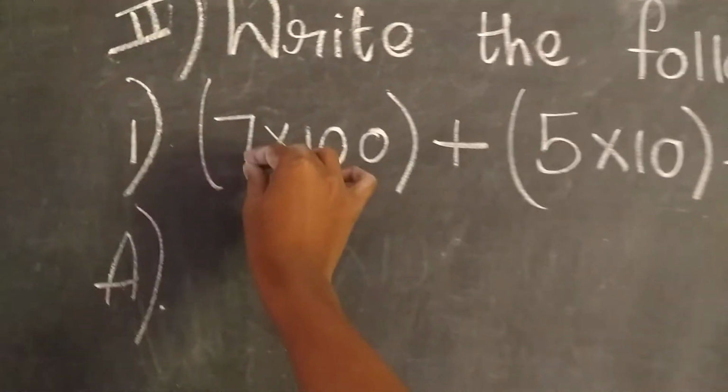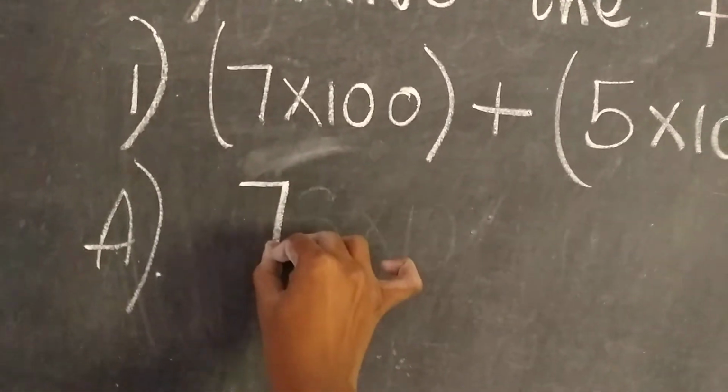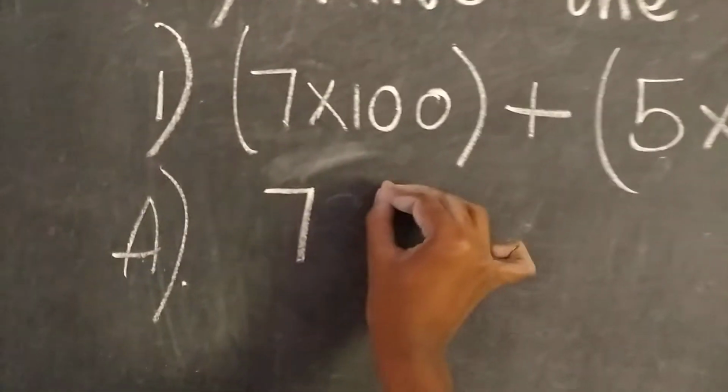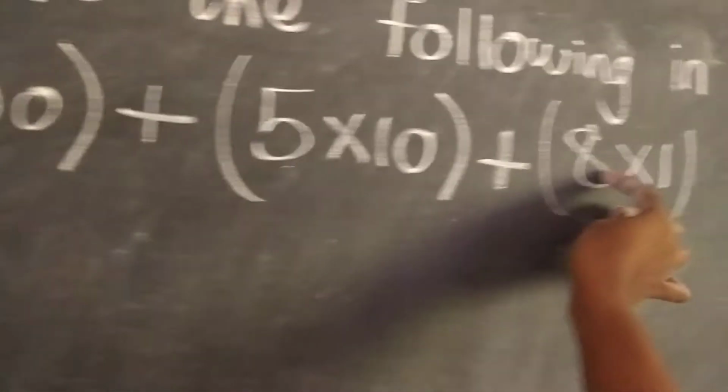It's very simple. What's the number here? 7. What is the number here? 5. So write it as a second. And what is the number here?